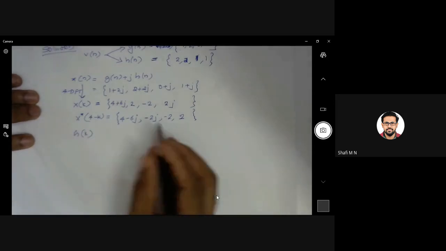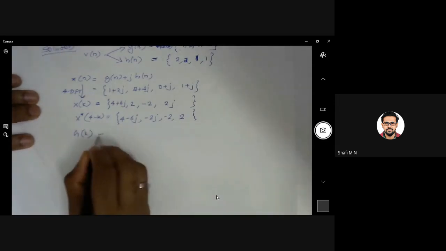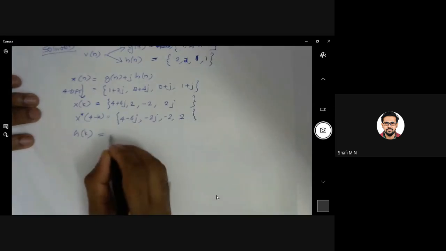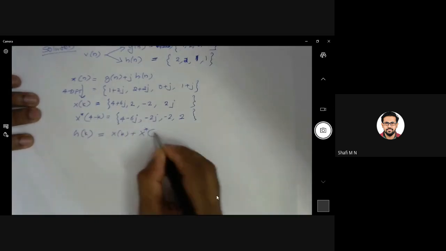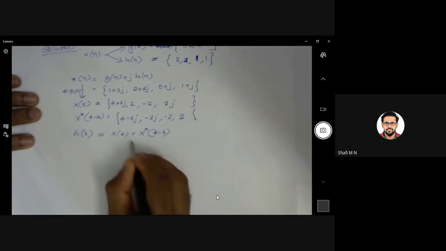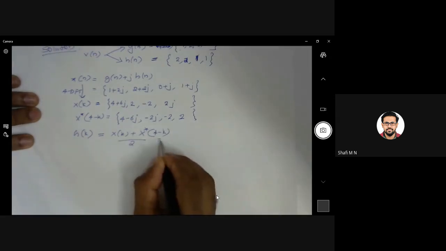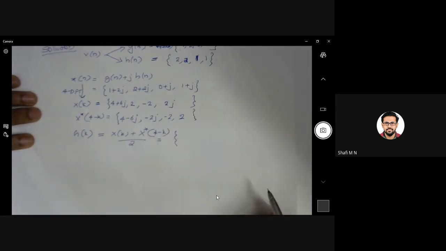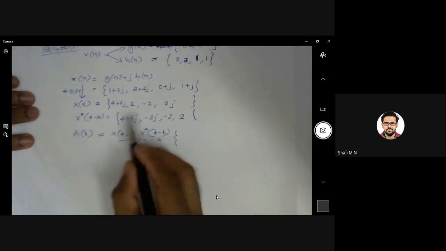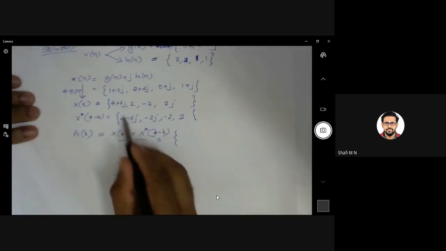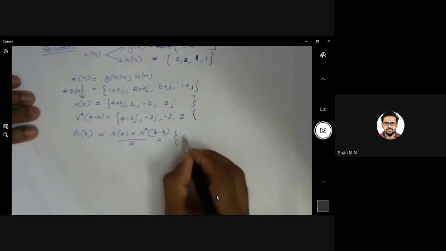Minimum step change from again. Okay. Equation: X of k plus x conjugate of 4 minus k, divided by 2. Now let's try the sequence. Add and divide by 2. So add 6j minus 6j will get cancelled. 4 plus 4 is 8, 8 by 2 is 4.